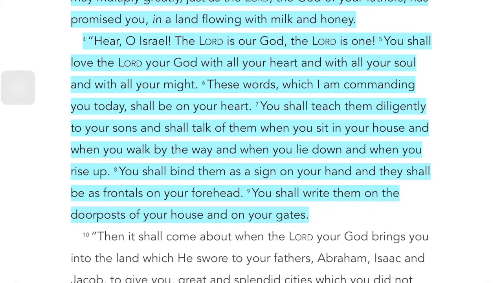These words, which I am commanding you today, shall be on your heart. You shall teach them diligently to your sons, and shall talk of them when you sit in your house, when you walk by the way, when you lie down, and when you rise up. You shall bind them as a sign on your hand, and they shall be as frontals on your forehead. You shall write them on the doorpost of your house and on your gates. This is the word of the Lord.